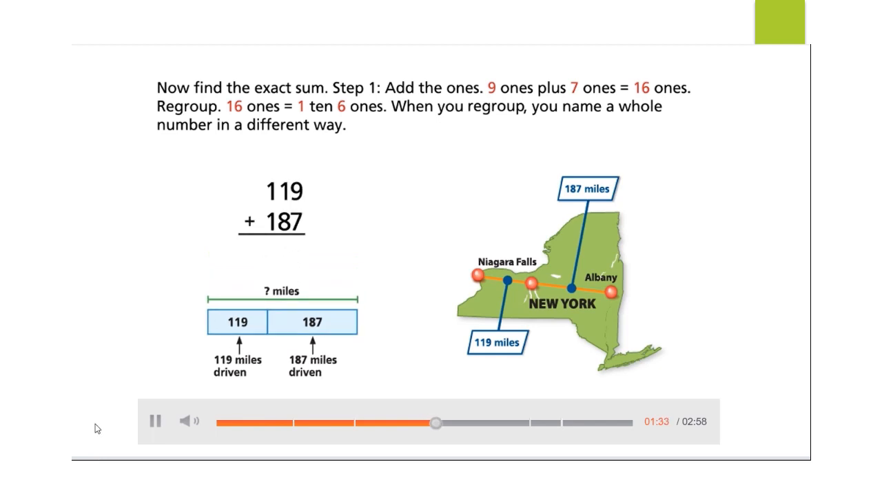Step 1. Add the ones. 9 ones plus 7 ones equals 16 ones. Regroup. 16 ones are equal to 1 ten, 6 ones. When you regroup, you name a whole number in a different way.